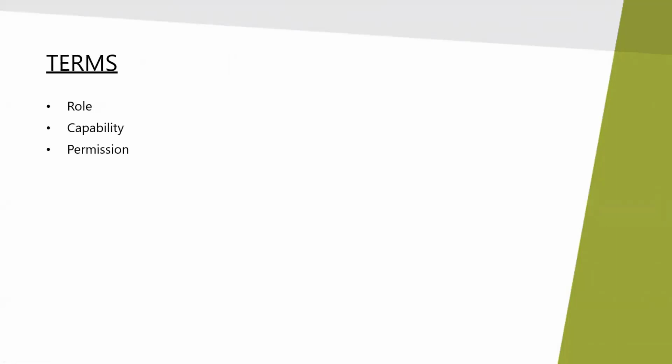So let's talk through those first couple of terms. And again, please feel free to jump in anytime with questions, and I'll cover them as we go or get them at the end. So there's basically three terms that we're going to use, and there's a couple more that will come up in the context of conversation. But the three main ones that we're going to deal with today are roles, capabilities, and permissions.